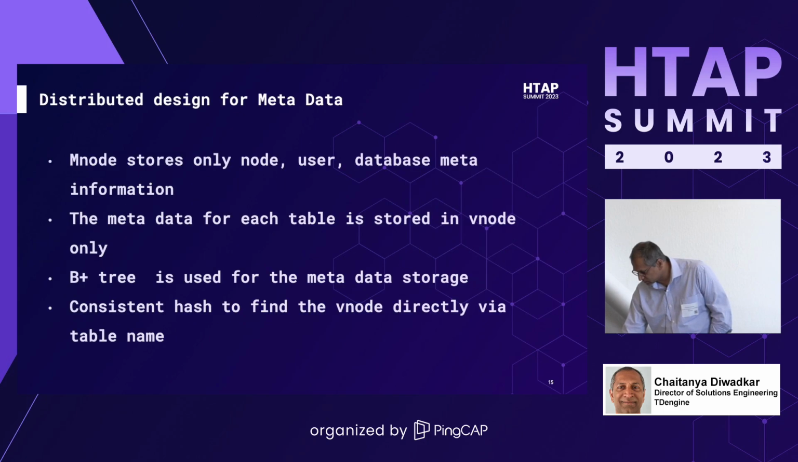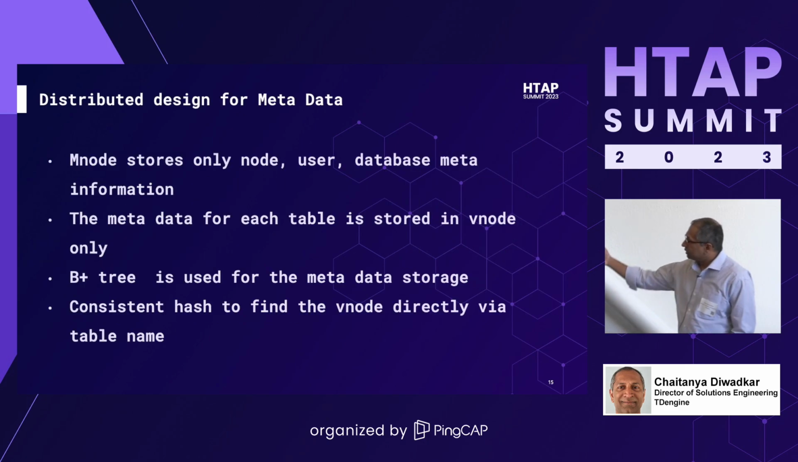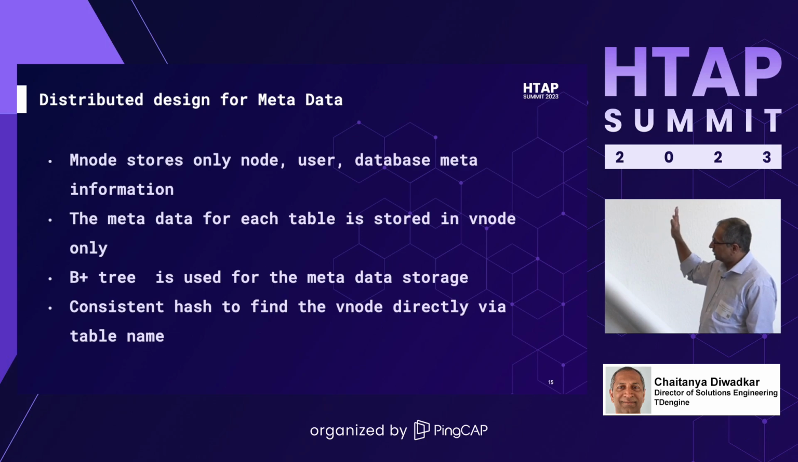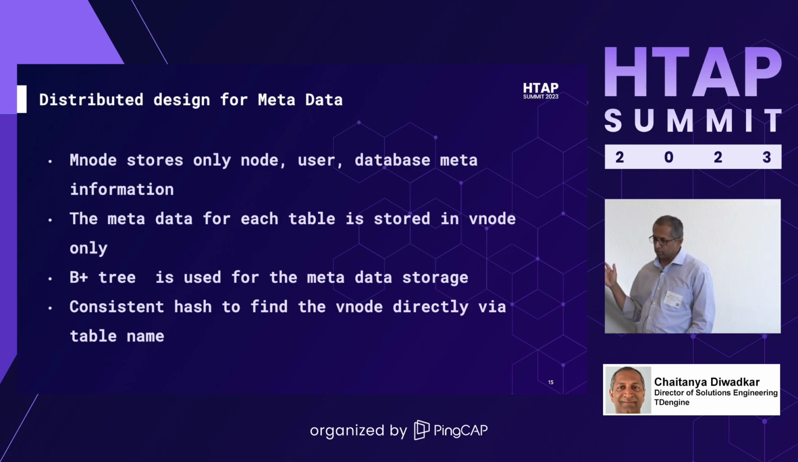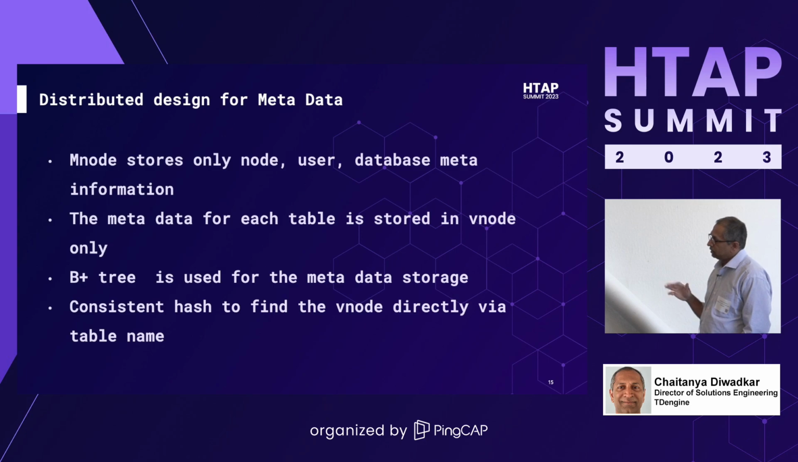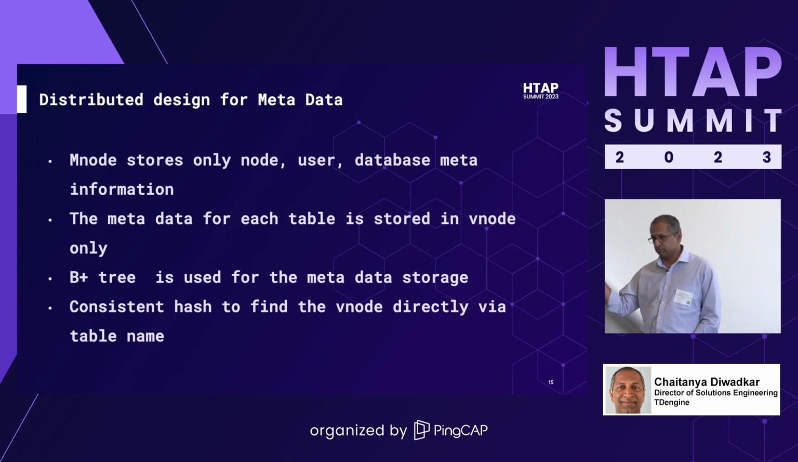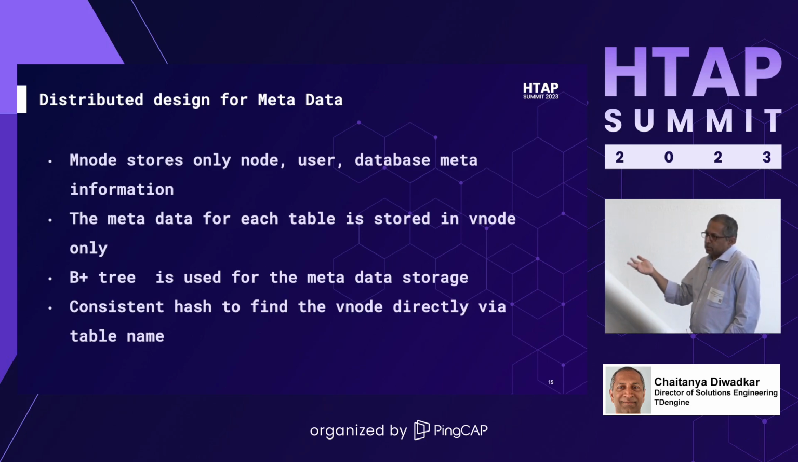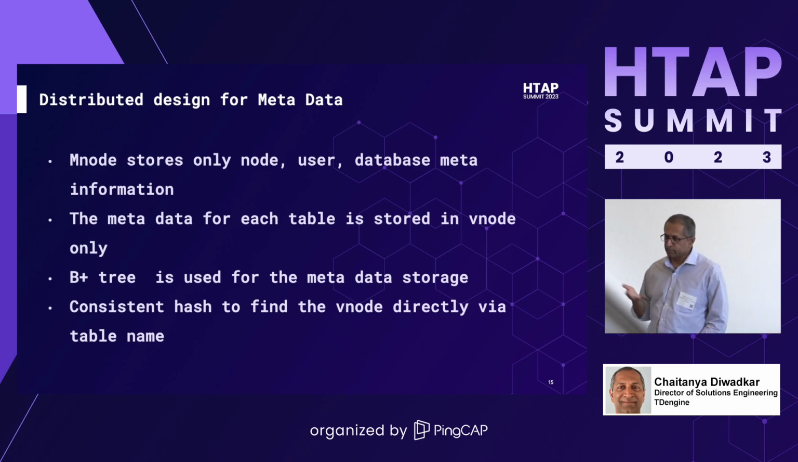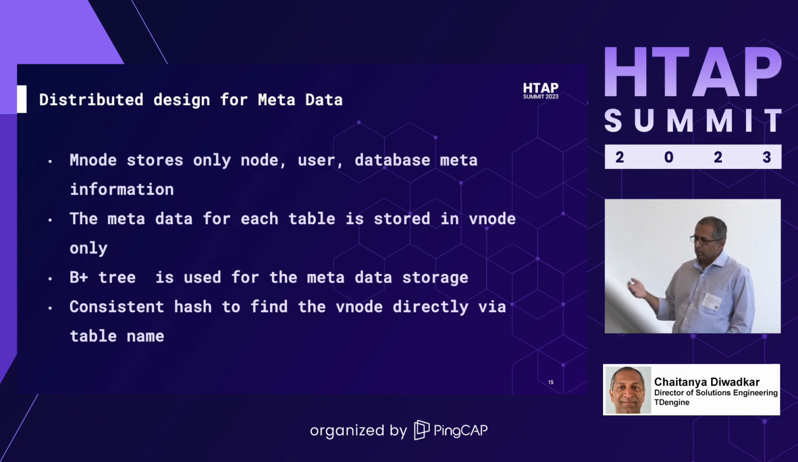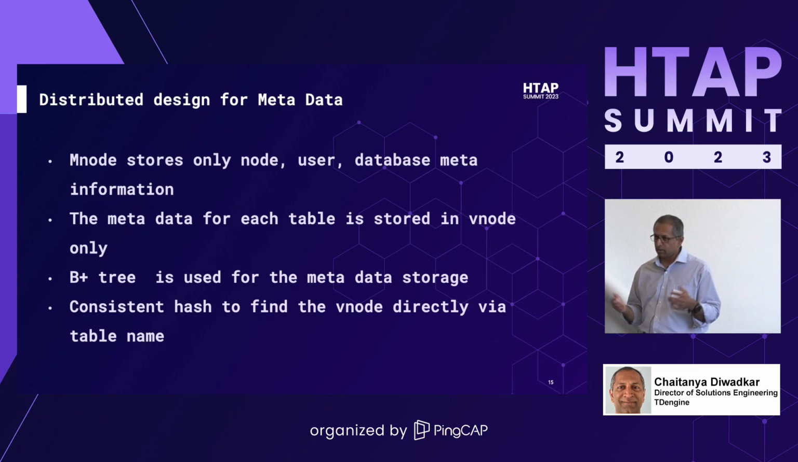What else? Yeah, so a little bit more about how the M node works. The metadata for each table is stored in the V node, and then we use a B plus tree for the metadata storage, and it's really fast. It's completely transparent to the user where stuff is being stored in a cluster. Essentially, the logical architecture is pretty much transparent to the end user that's only concerned with querying the tables or ingesting data into the tables.